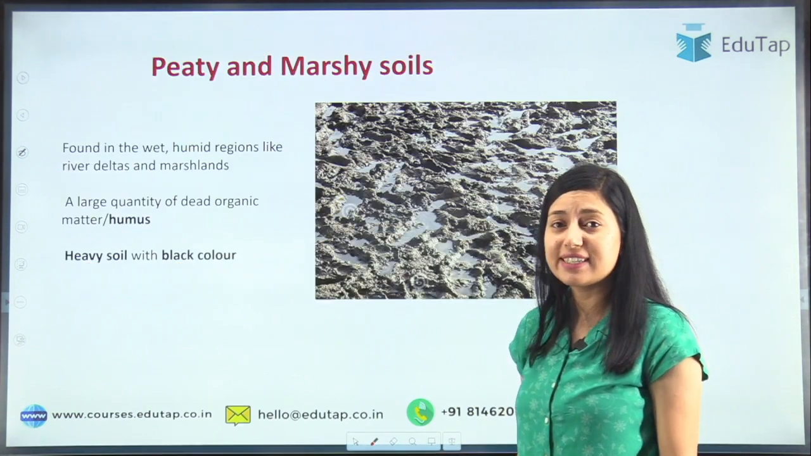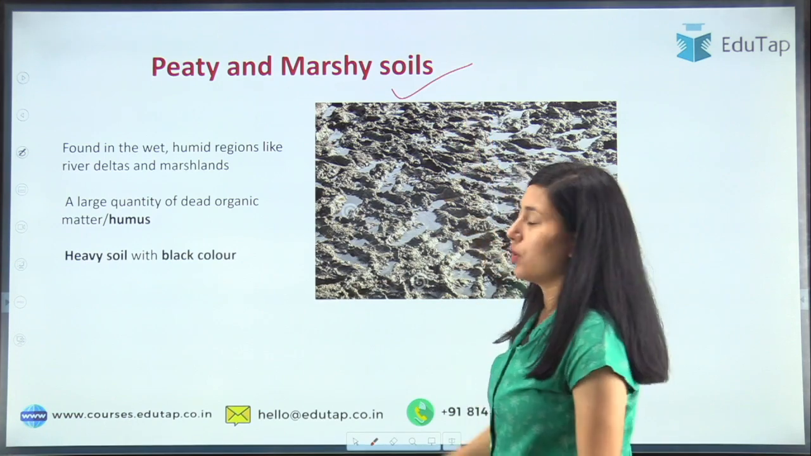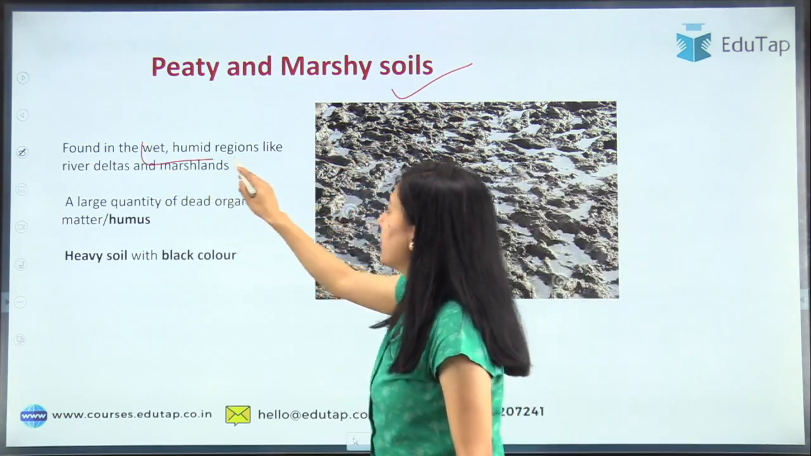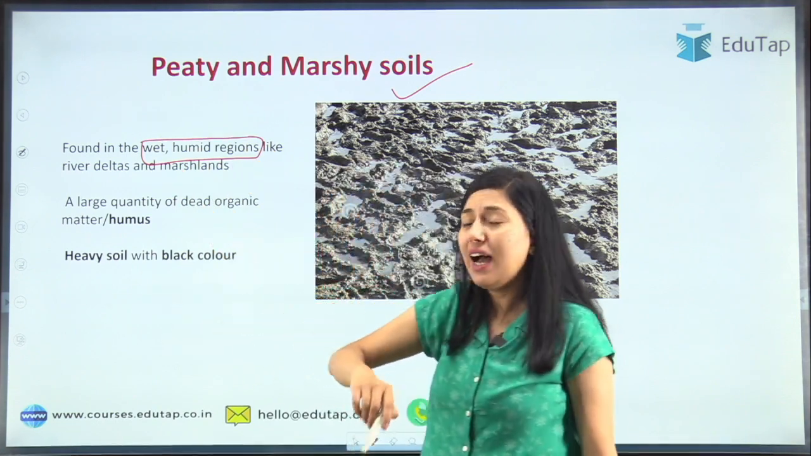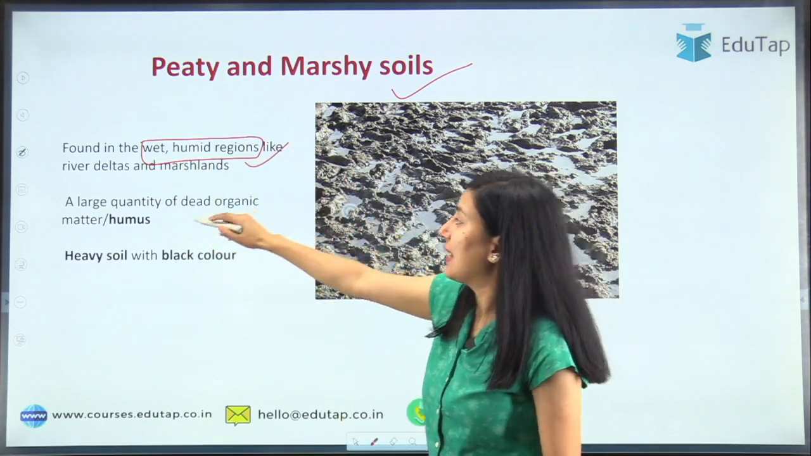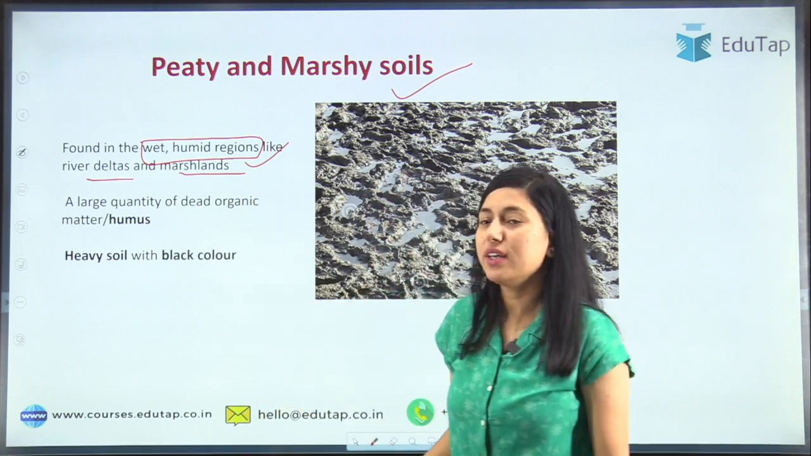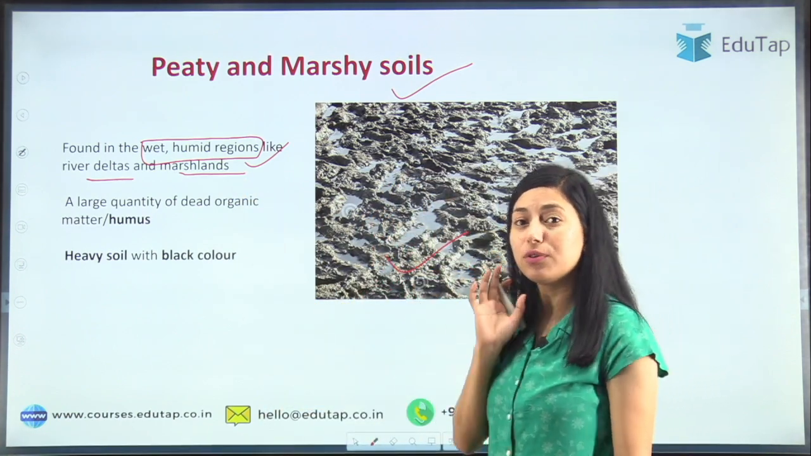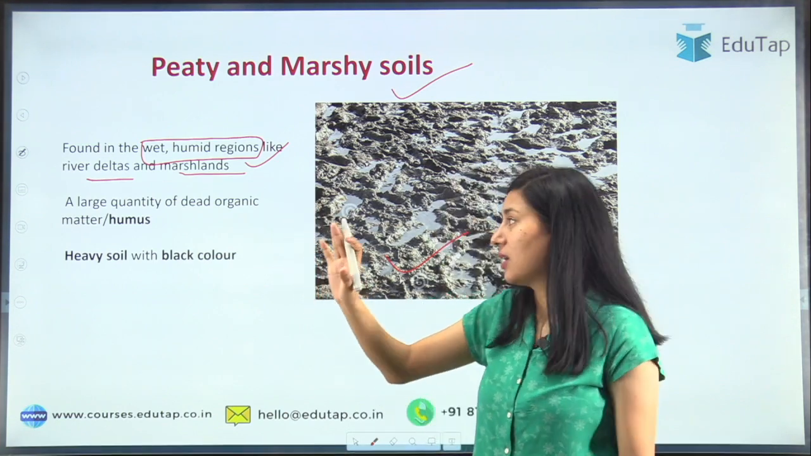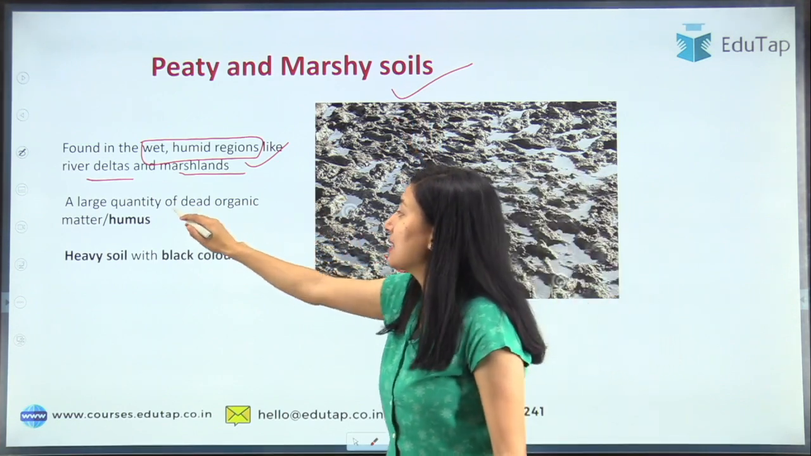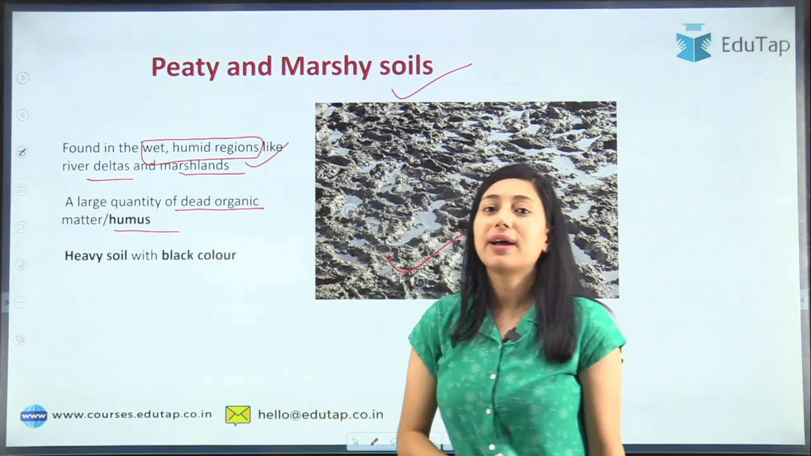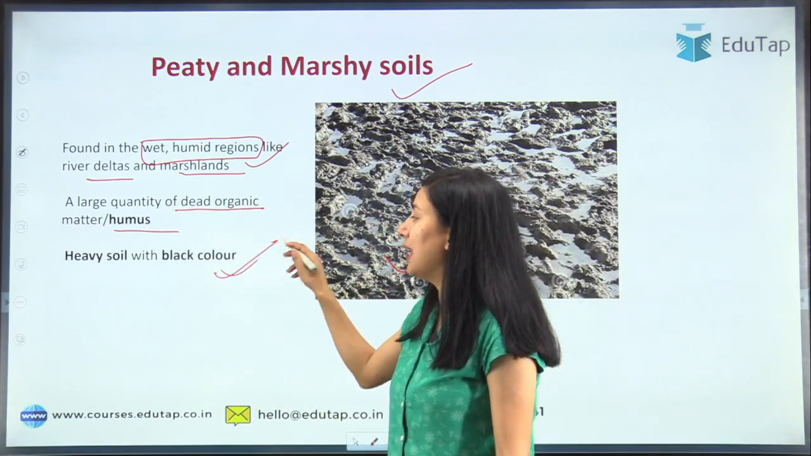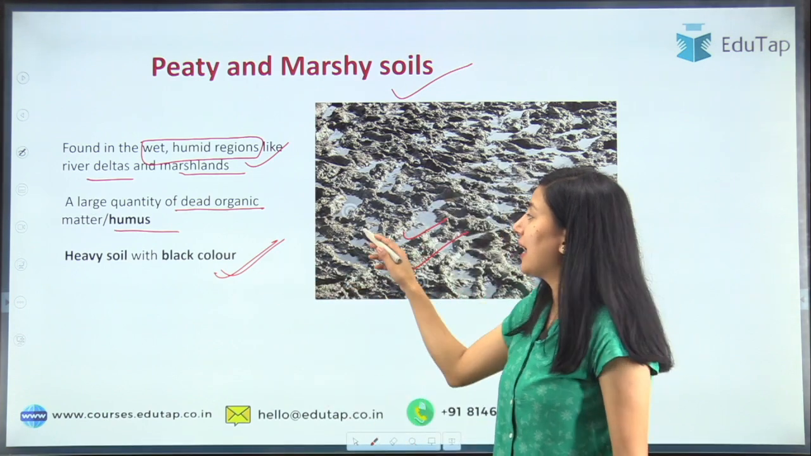Students, moving on to the next, that is your peaty and marshy soils. This type of soils are found in your wet and humid regions, like your river deltas and marshlands. Students, this type of soil also has a high content of dead organic matter or humus, and these are heavy soils with black color. Now, why are we saying it is heavy soil?